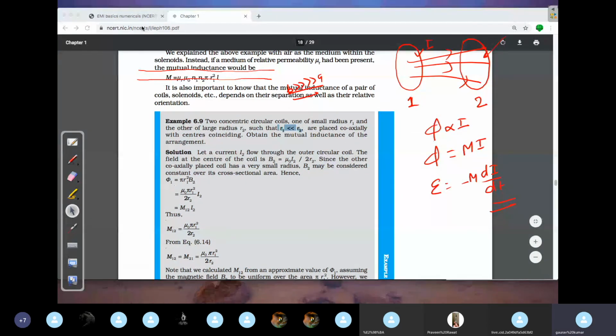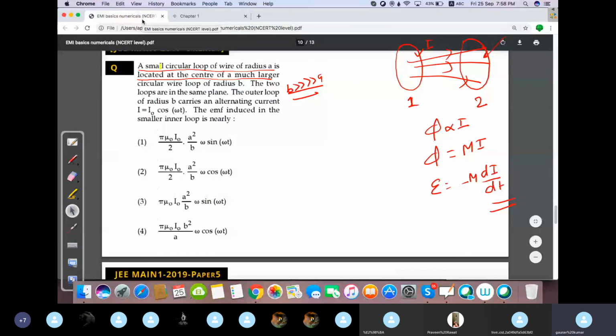Hope you understand the benefit of studying the NCERT textbook, that too with clear understanding.